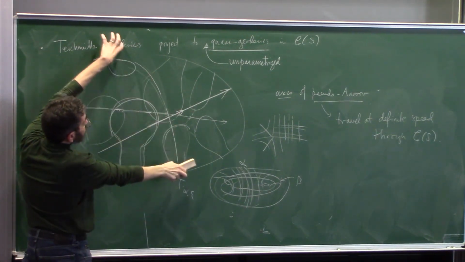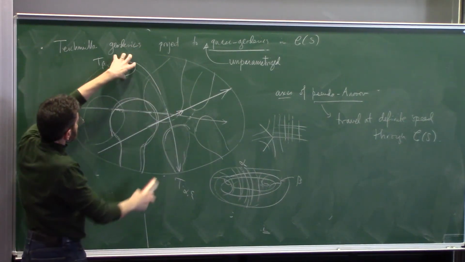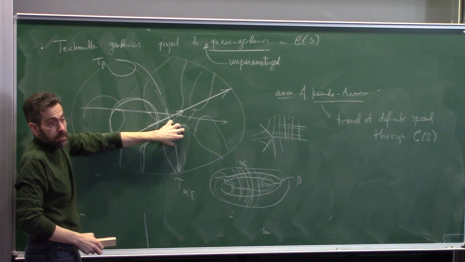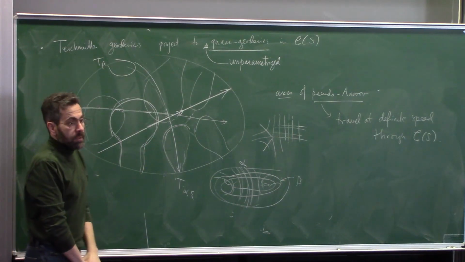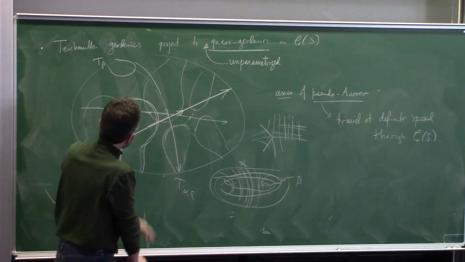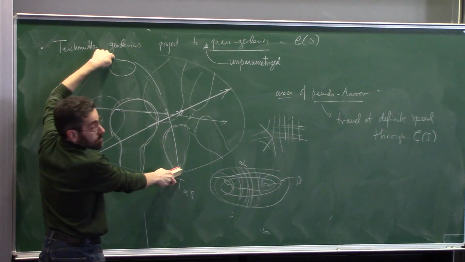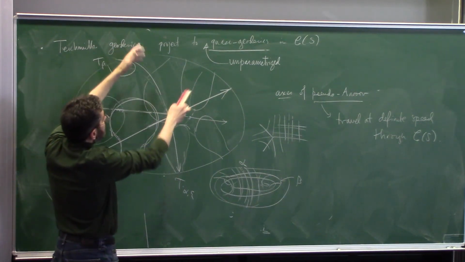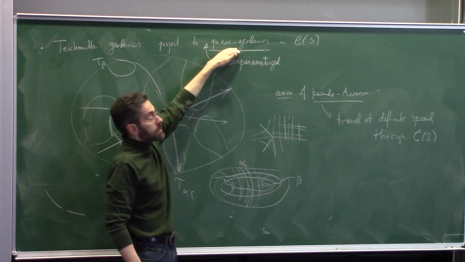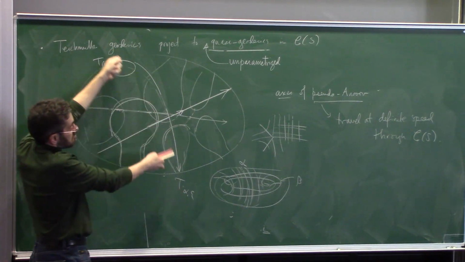And these could be very far apart. In between these two regions, there could be all sorts of stuff happening, more or less anything. So this is an infinite geodesic in Teichmüller space. It projects to a finite quasi-geodesic in the curve complex. But the length of that quasi-geodesic could be anything.